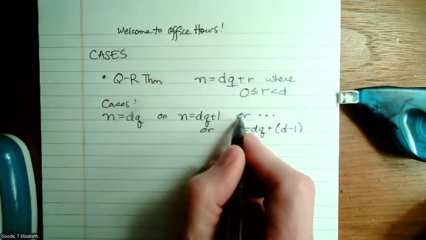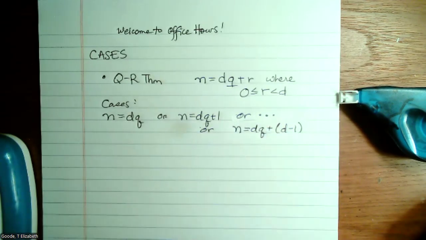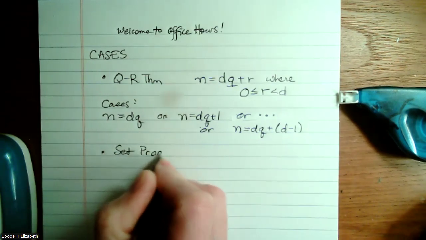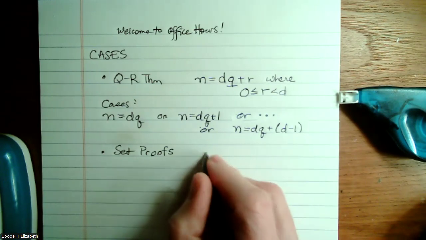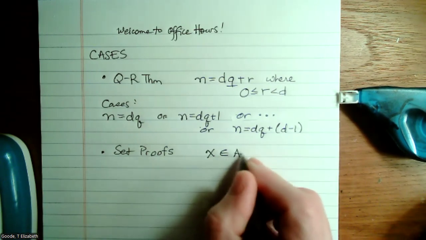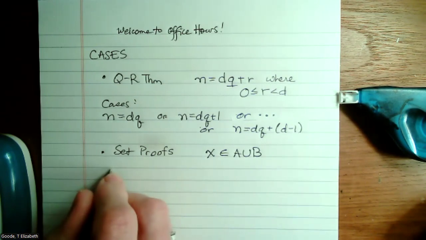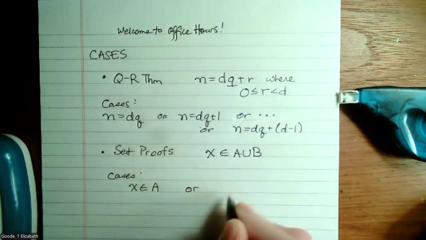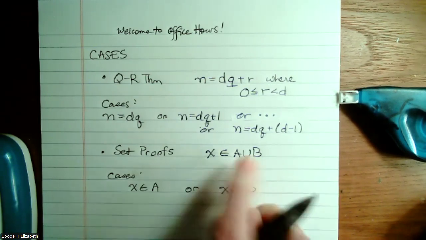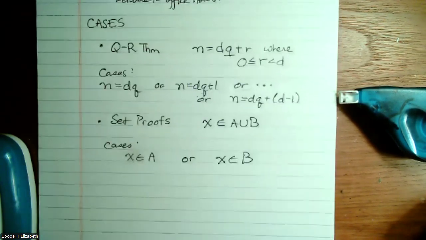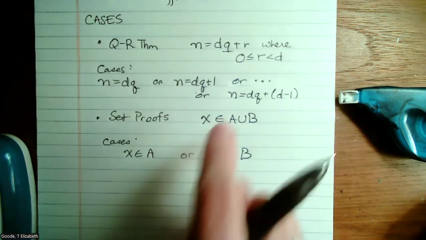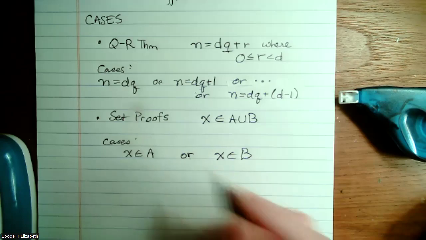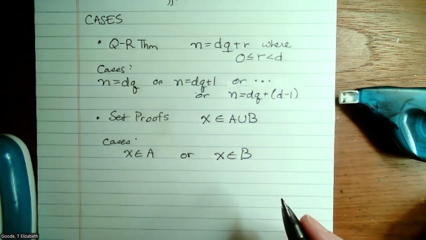So these or statements always give rise to cases. With set proofs, it arises because we have a union. If we know x is an element of A union B, then we get cases: x is an element of A or x is an element of B. It may be something a little more complicated than A or B, but the point is, if there's a union symbol, it gives rise to the or statement, which then gives rise to cases.